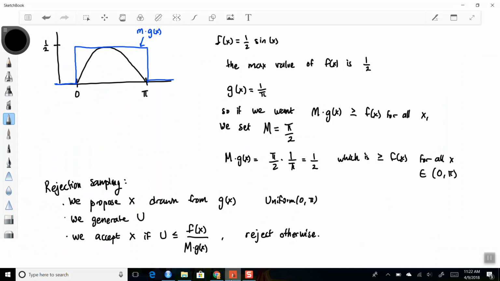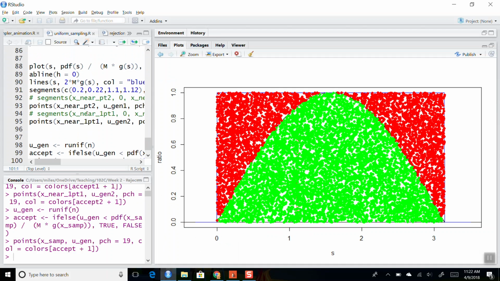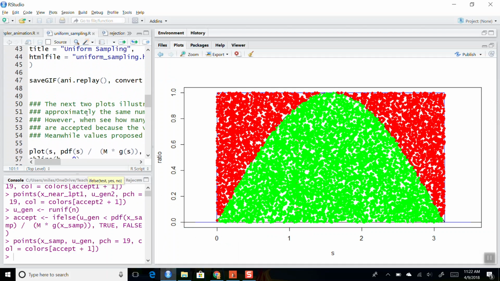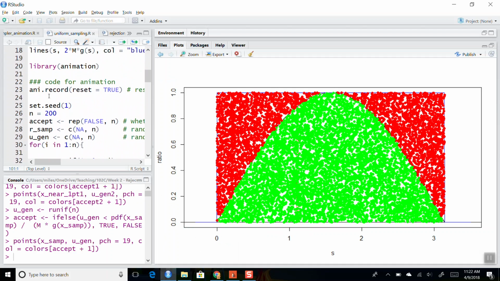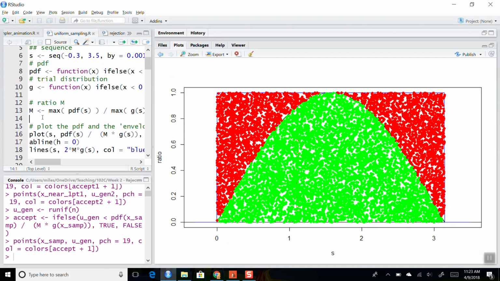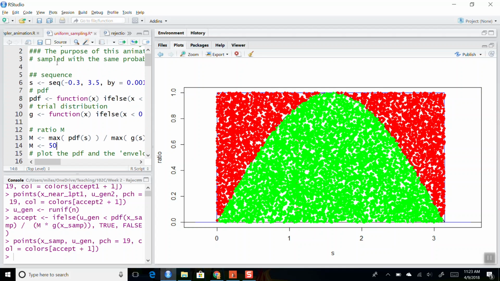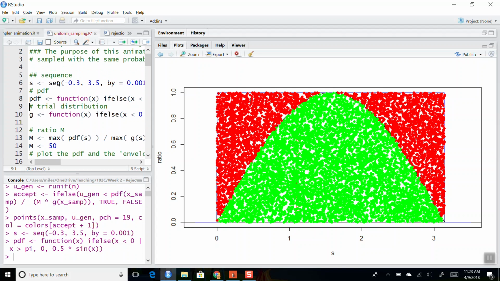Before I move on, I want to see if anybody has any questions about this. Yes. For choosing M, why can't we just choose an absurdly high number? If we choose an absurdly high number, that's valid. It will work. But let me show you what would happen if I said M is equal to like 50. I'll come back up here and say M is 50, because I don't feel like doing the math to figure out what ratio I should be using.